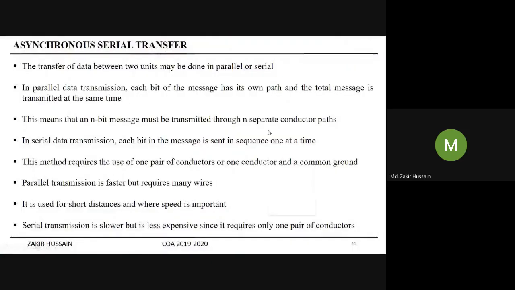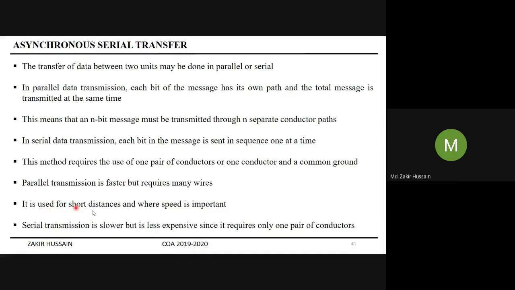This method requires the use of one pair of conductors, meaning two wires, one conductor and the common ground, nothing but a pair only. So parallel transmission is faster but requires many wires. This is also very evident. In parallel, all bits will go in one shot, but several wires are required.